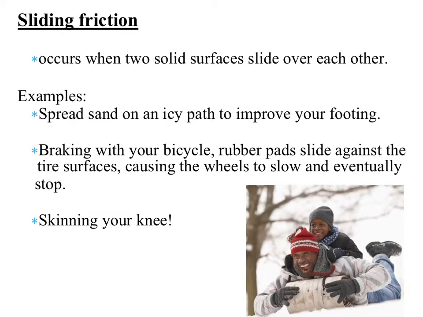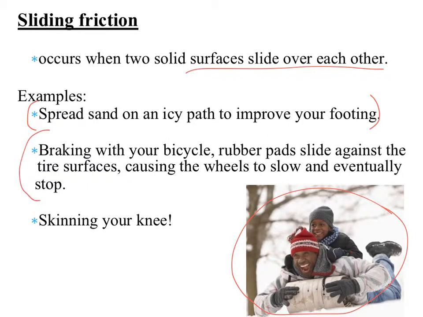The second type of friction is sliding friction. This makes sense. Look at this happy family sliding down a hill. It's when two solid surfaces are sliding over each other. All right? We see this all the time. Spread sand out on an icy path, and we know that that sand is going to give us a little extra friction for when we walk so we don't slip and fall.